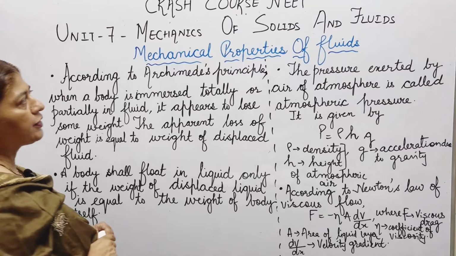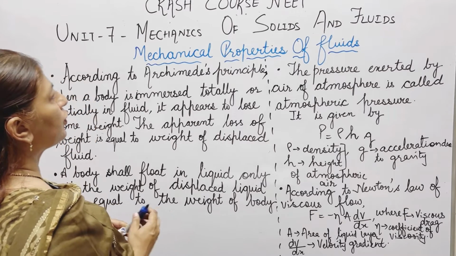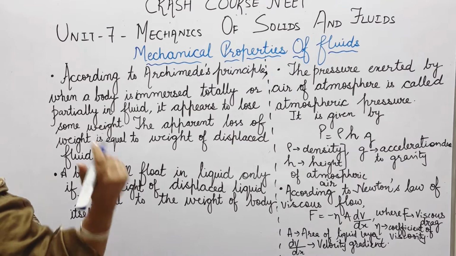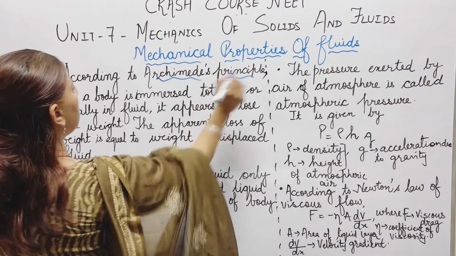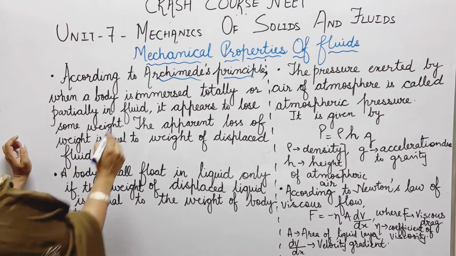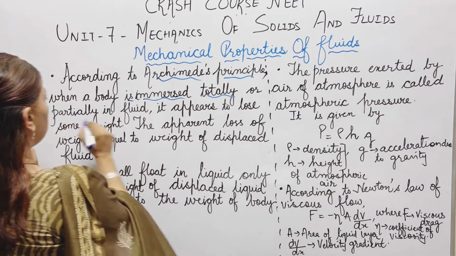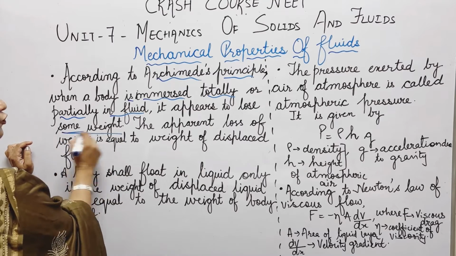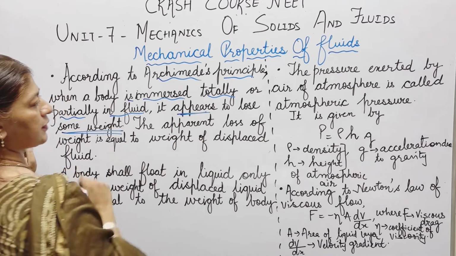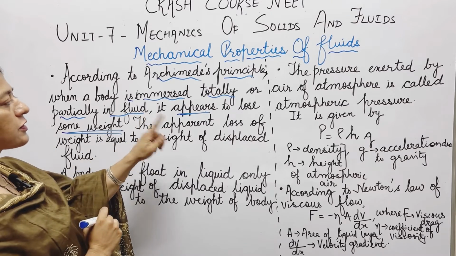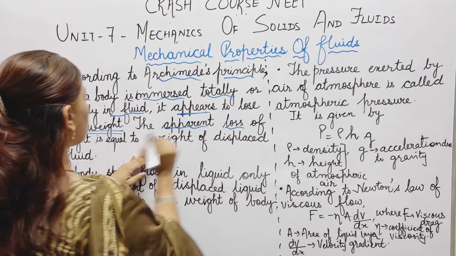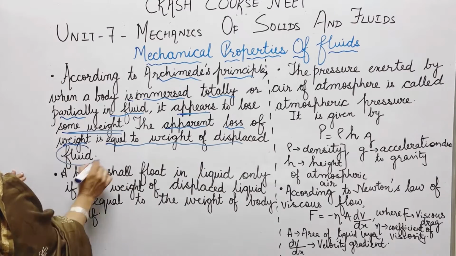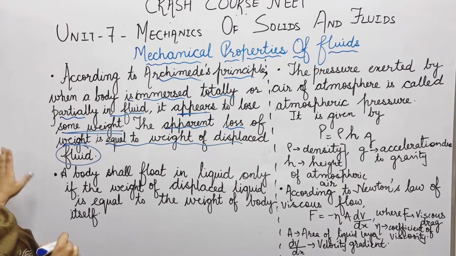Now we are taking the second chapter of the mechanics of solids and fluids, that is mechanical properties of fluids. It starts with Archimedes' principle. According to it, if a body is immersed totally or partially in fluid, it appears to lose some weight. It is apparent, because this is not actual. The apparent loss of weight is equal to the weight of the displaced fluid. So this is Archimedes' principle.